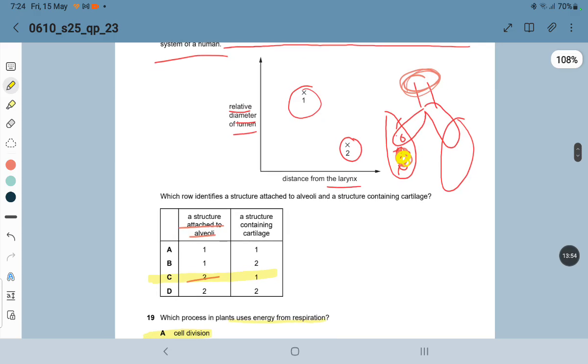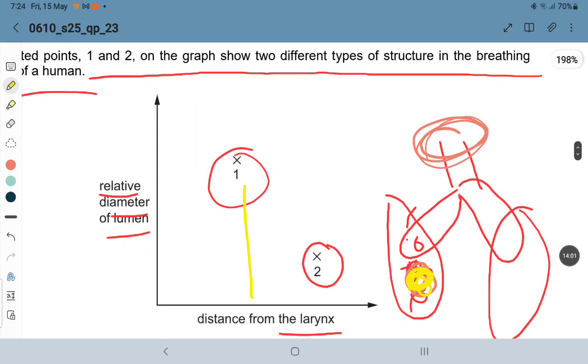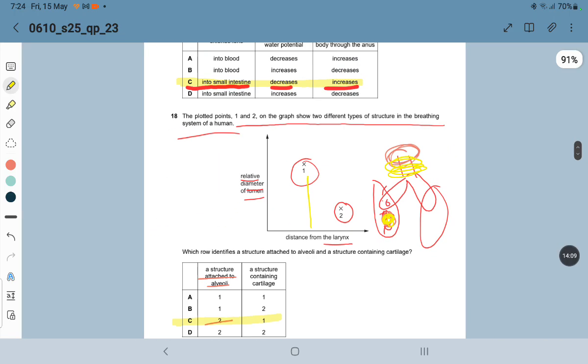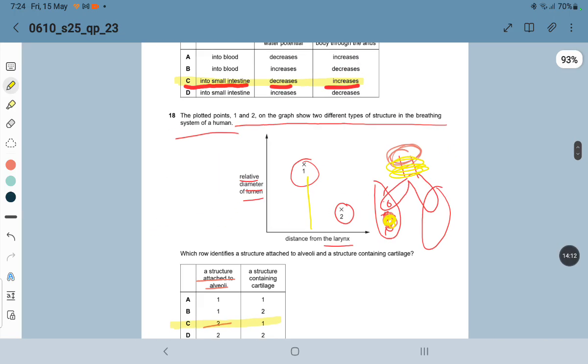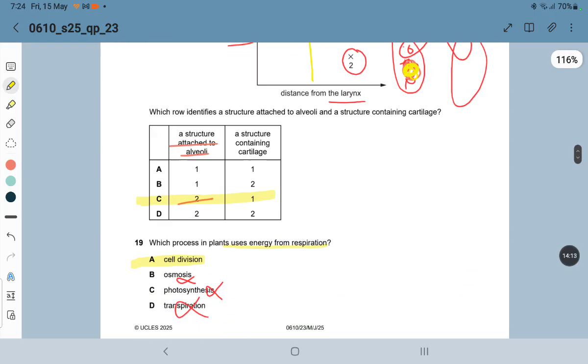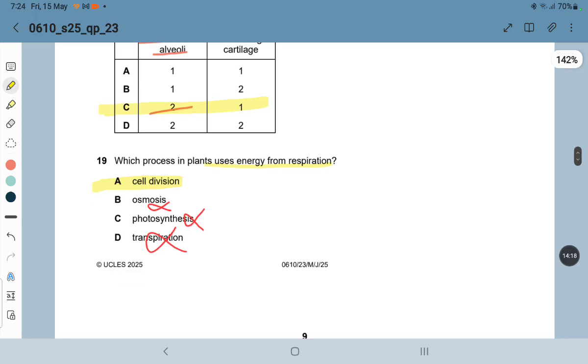Now a structure containing cartilage will of course be much nearer to the larynx, because as you can see now, can you remember and recall that cartilage forms rings like that? Why? Preventing the airways from collapsing and ensuring that they are strengthened. So basically it's a very simple easy question and nothing to worry about.